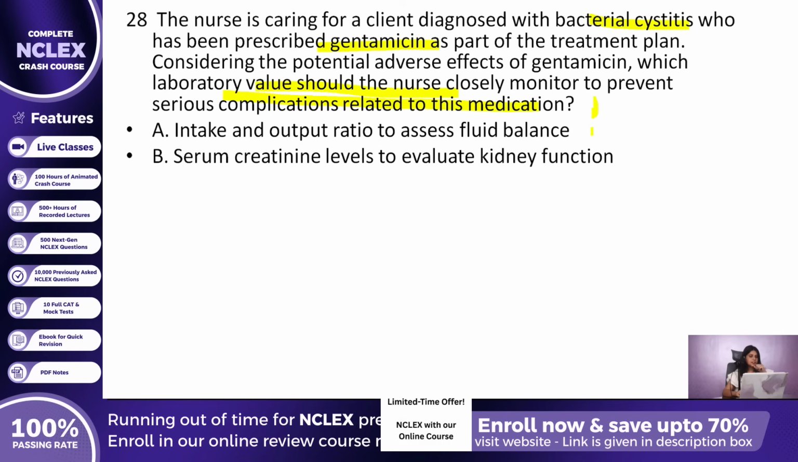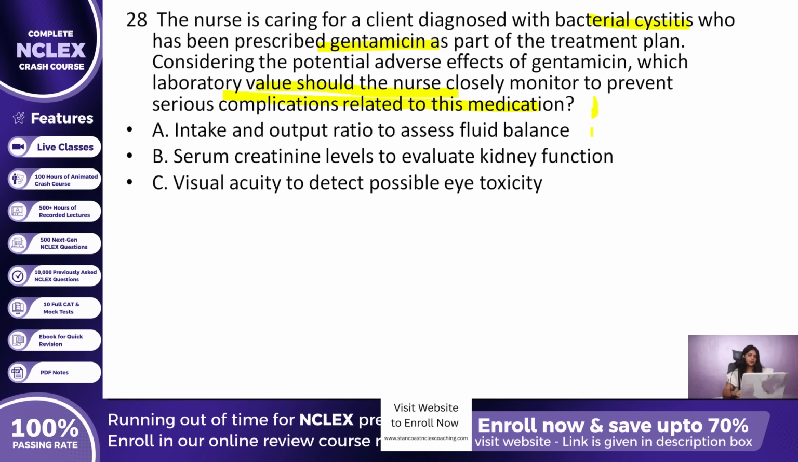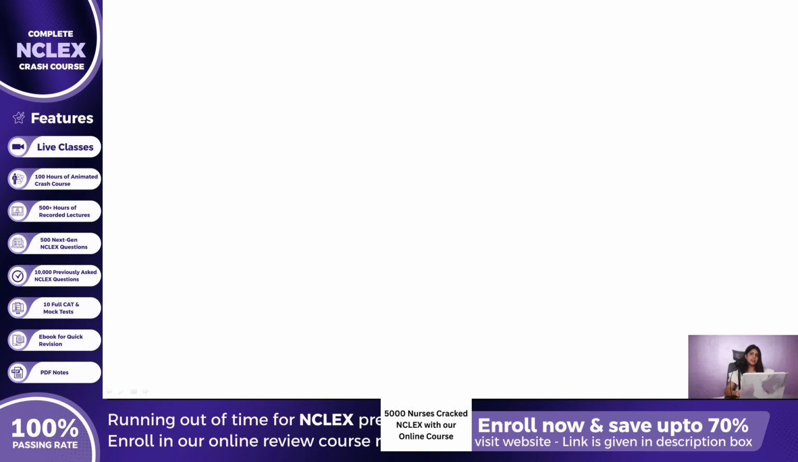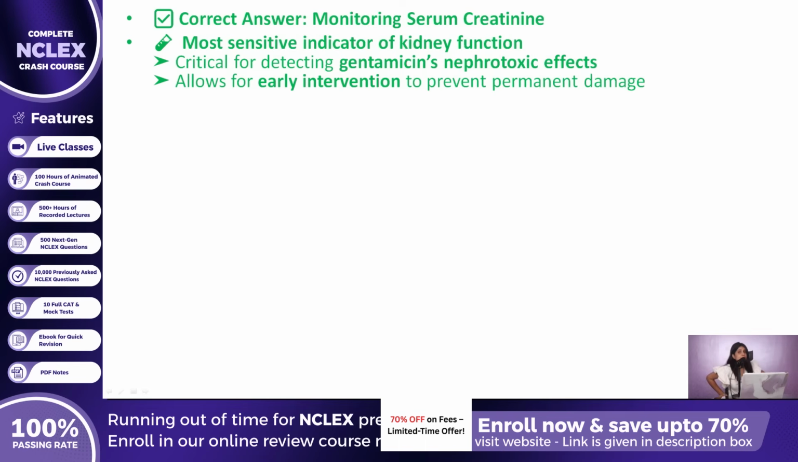B. Serum creatinine levels to evaluate kidney function. C. Visual acuity to detect possible eye toxicity. And D. Fasting blood glucose to monitor for metabolic changes. The correct answer is option B, monitoring serum creatinine, as it is the most sensitive indicator of kidney function and crucial for detecting gentamicin's nephrotoxic effects.